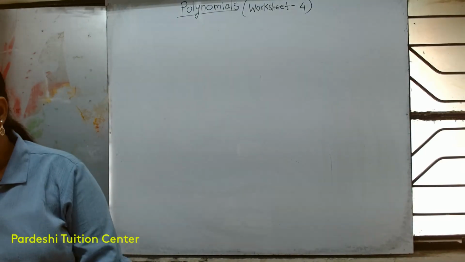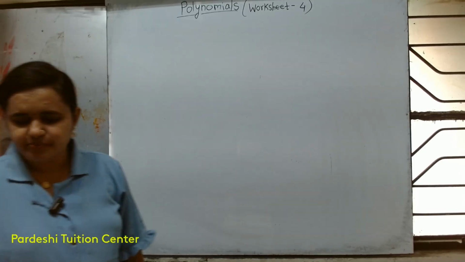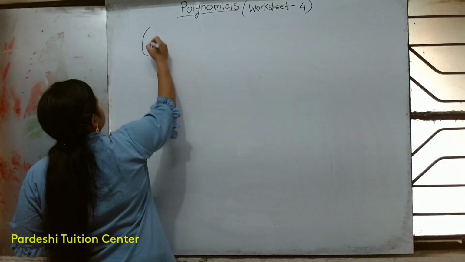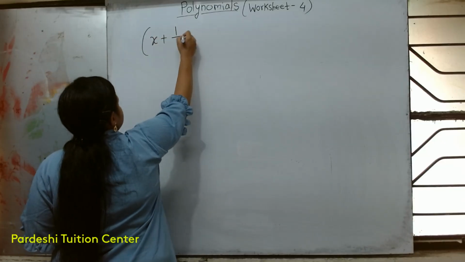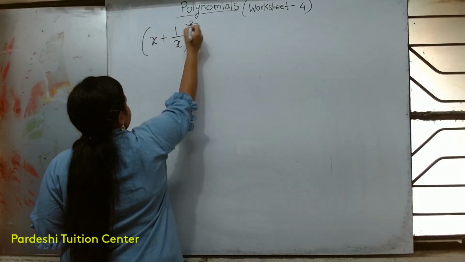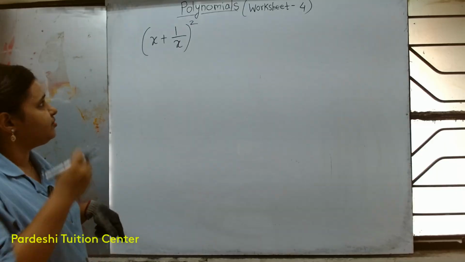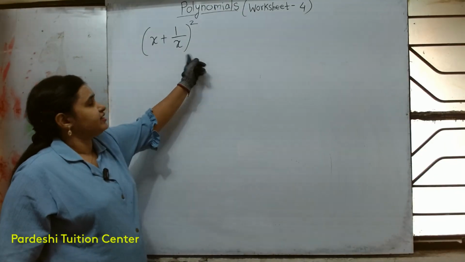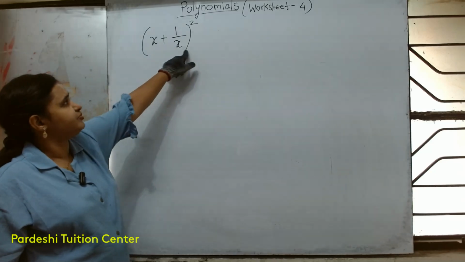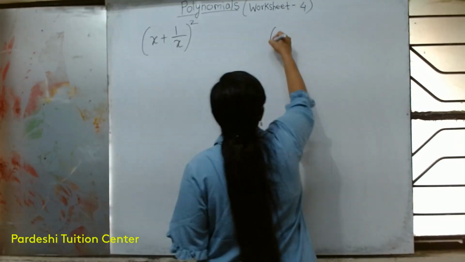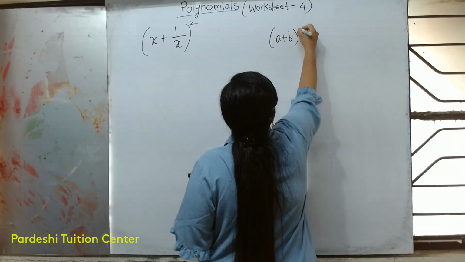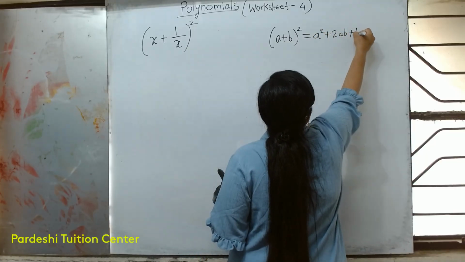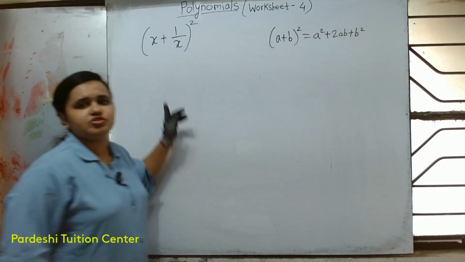Now the fourth one, the term independent of x in (x plus 1 upon x) whole square. Now we have to find the term which is independent of x. So we can easily expand it. It is a plus b whole square. What is the formula for a plus b whole square? It is a square plus 2ab plus b square. So we can solve this.